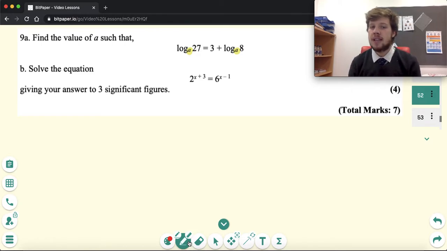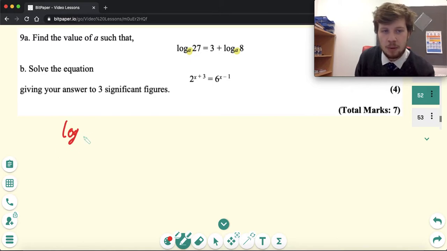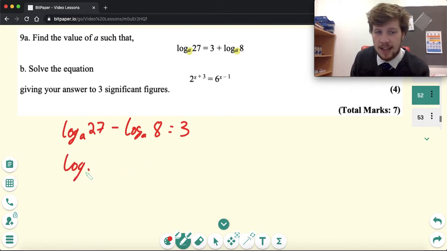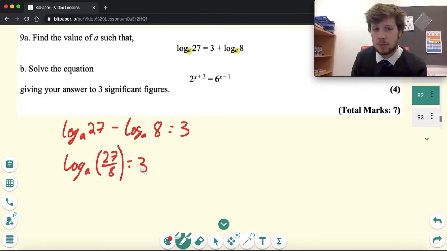So, log base a of 27 equals 3 plus log base a of 8. The first thing I'm going to do is collect my logs together so I can get rid of them somehow. So I'm going to take away log base a of 8 from both sides. That would leave me with log base a of 27 take away log base a of 8 equals 3. Thinking about my log laws, when I'm subtracting them, I can write a division. So it would be log base a of 27 over 8 equal to 3.